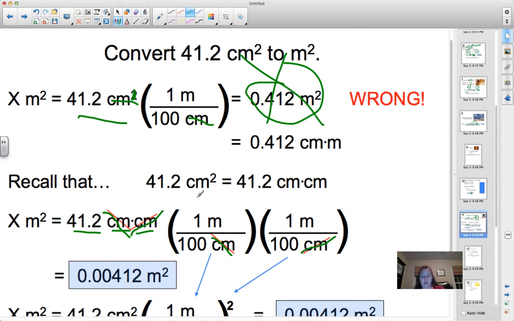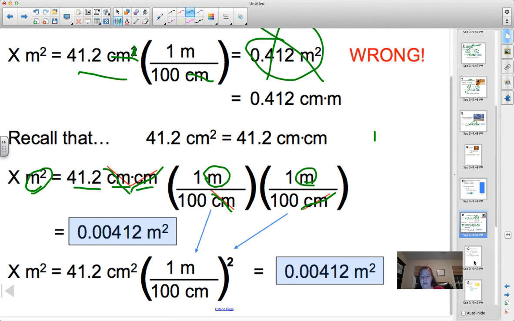Now, remember, we're also multiplying these meters together. So that's going to give us meters squared, which is what we want, remember? So this is going to work out pretty well. So now we just simply take the 41.2 and then multiply by 1, multiply 1 by 1, hit the equal sign, divide by 100, divide by 100. You could also move this over 4 places if you wanted to. 1, 2, 3, 4. This is going to be your final answer right here, 0.00412 meters squared. 3 significant figures because we were given 3 significant figures.